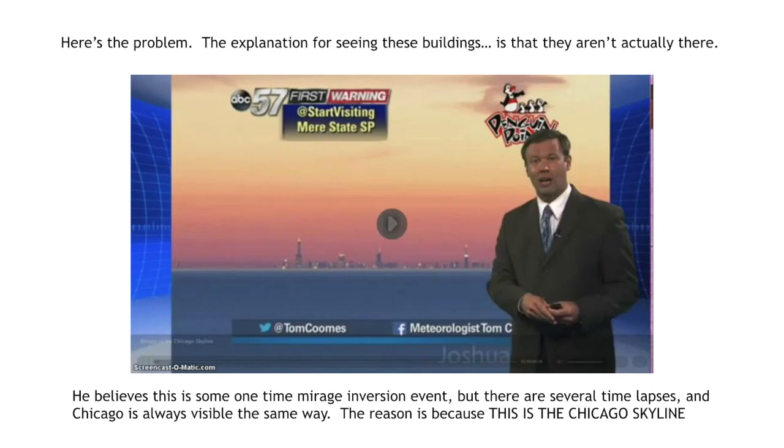So he believes that this is some one-time mirage inversion event. But again, there are several time lapses. Then you can see this: Chicago is always visible essentially the same way. It doesn't go down below the curve and then is brought back rapidly upward. It's stable. It's just slightly moving up and down here and there and expanding and compressing here and there. But it's just like all the other phenomena that we've witnessed with closer objects. So again, the reason we can see it is not because of a mirage. The reason is that this is the Chicago skyline.